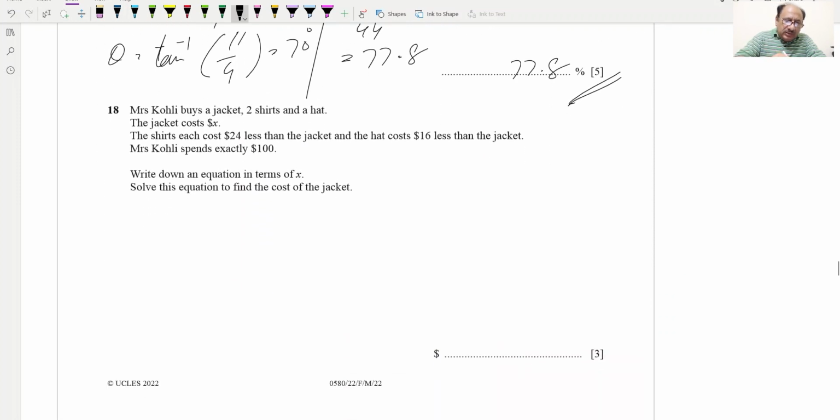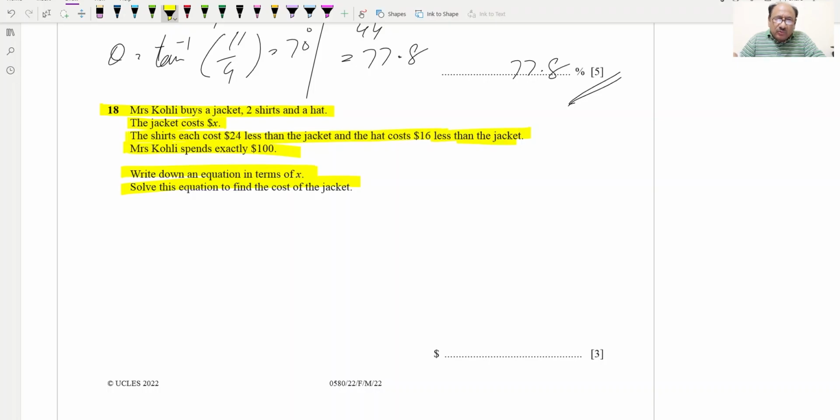Now question number 18. Question number 18 is this one. Mrs. Kohli buys a jacket, 2 shirts and a hat. The jacket costs this one. The shirts, check the word shirts, both shirts, it means both shirts. The shirts each cost 24 less than the jacket. So each shirt is costing 24 less than the jacket, and the hat costs 16 less than the jacket. So Mrs. Kohli spends exactly 100. Write down an equation in terms of x.